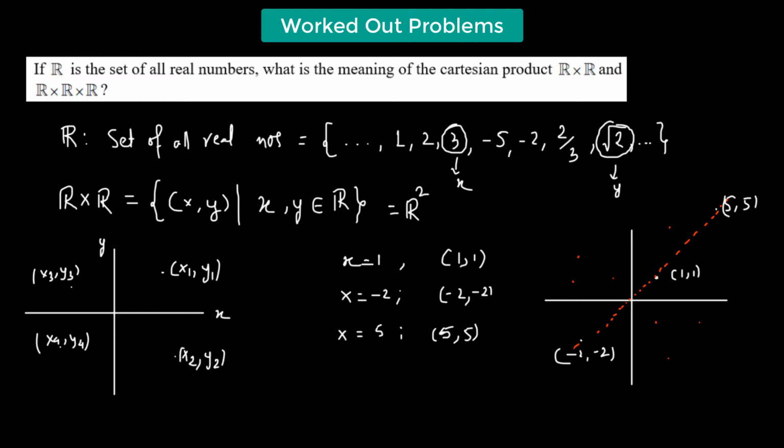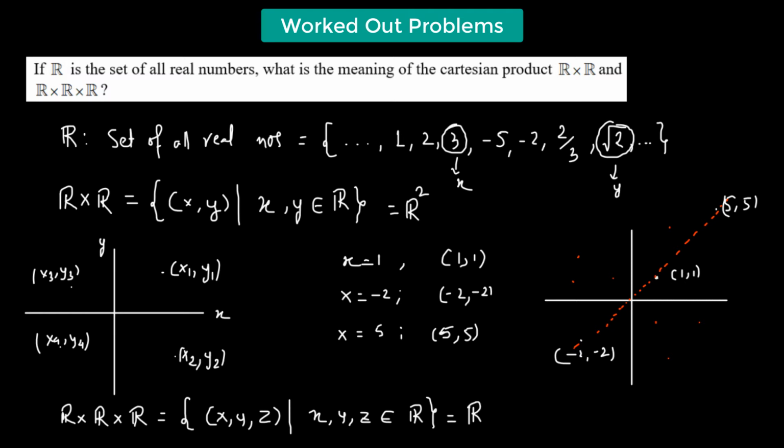Now for the second part, we have the Cartesian product of R with R and then again with R. So this will represent the set of ordered triples given by x, y and z, such that these elements x, y and z all belong to the set of real numbers. Now this maps out the points that can be located in three-dimensional space. So this is more spatial, and it can be written in a condensed form as R raised to the power of 3. Here 3 represents that we are talking about a three-dimensional space.